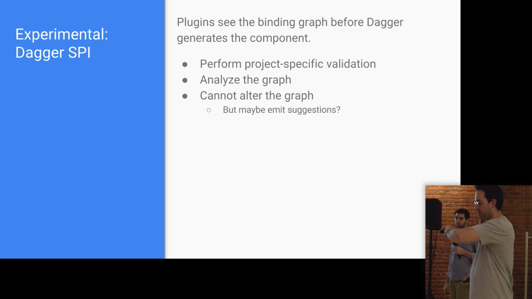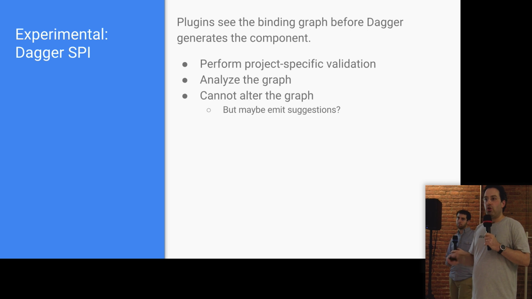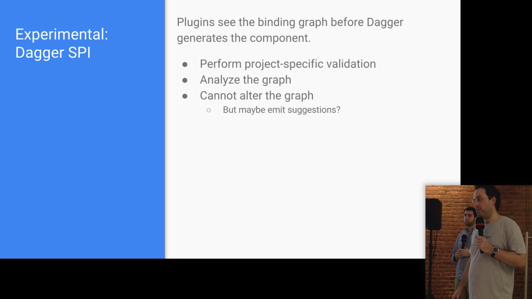And then I think the last thing that we're going to talk about is very experimental. We're not really releasing it yet, but we're working towards it. It is an SPI. And the basic idea is, if you look at the generated code, you're not actually seeing the binding graph. You're seeing generated code that's intended to be done. And it's useful to look at, but it's not really the binding graph.